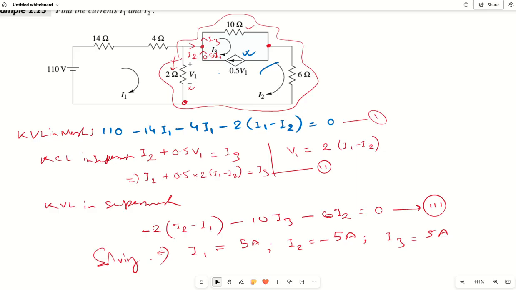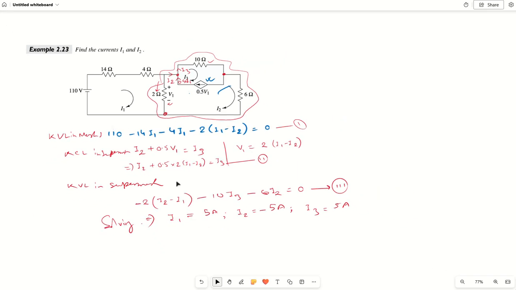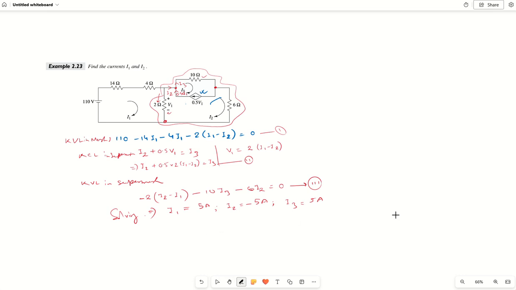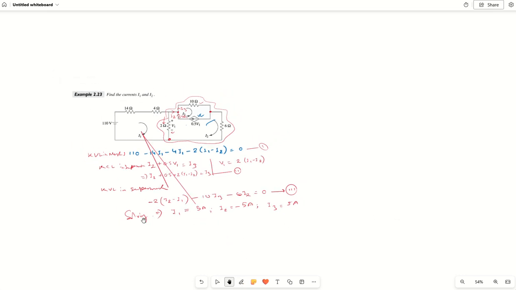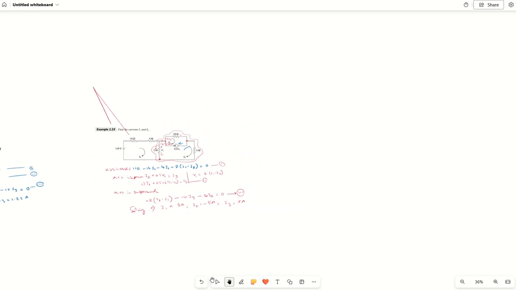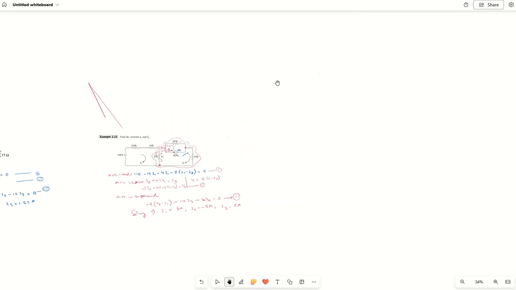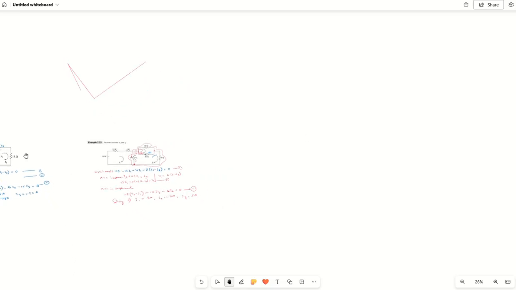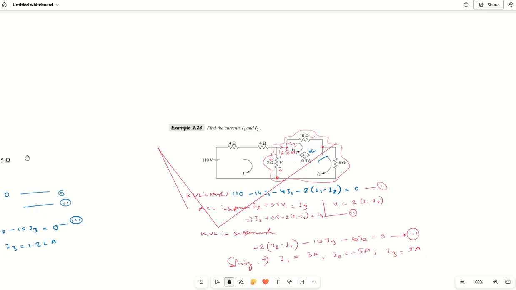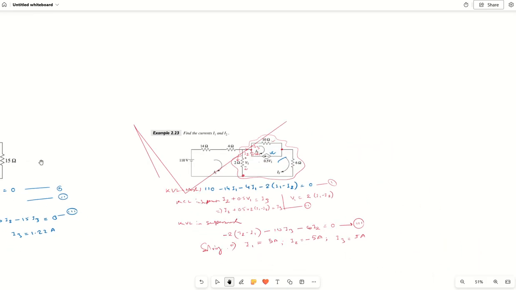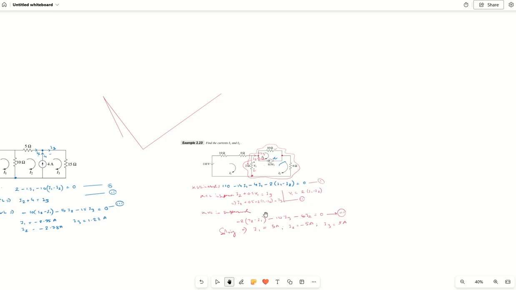So whatever we have discussed today is supermesh analysis. We have discussed supermesh analysis with respect to dependent sources, and we have also discussed supermesh analysis with respect to independent sources. Okay, so I guess you have understood this.